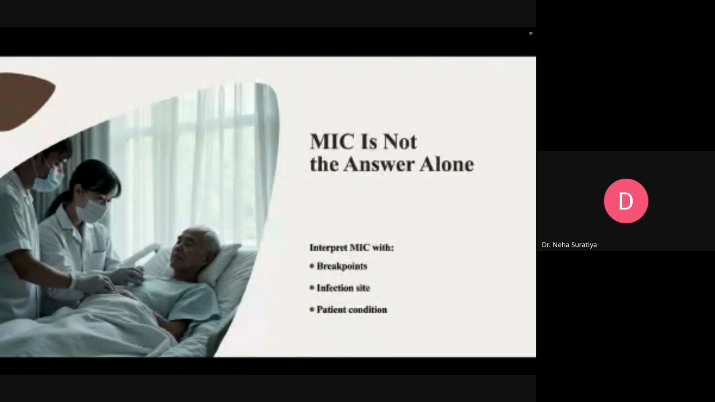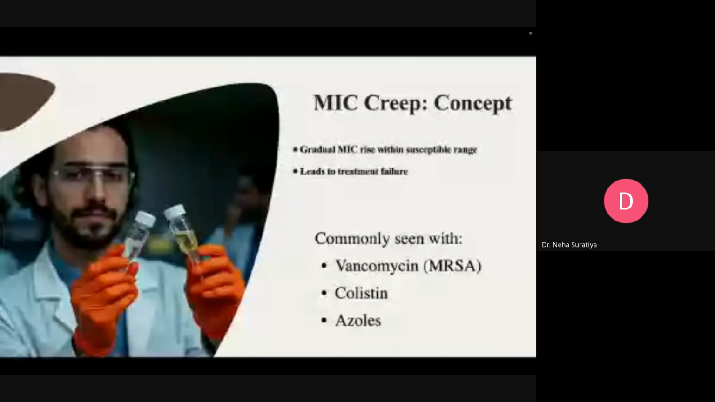How to do it, I will let you know. First, understand the MIC creep concept. This might be new to you because it is not widely discussed. Let's understand what it is. It means a gradual increase in MIC values over time. I am repeating, a gradual increase in MIC values over time. MIC is the minimum inhibitory concentration, the lowest possible dose. But if you look at the report two or three times, the pattern and trend suggest the MIC value is increasing. That concept is MIC creep.